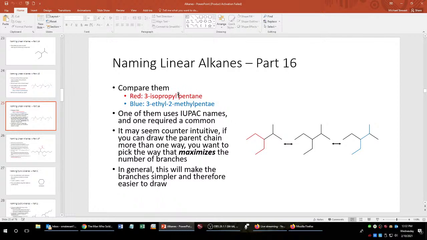Now, we could rename isopropyl, and this becomes a bit more apparent when you start getting away from trade names. The technical name for this would be 1-methylethyl. So it would be 3-(1-methylethyl)pentane versus 3-ethyl-2-methylpentane. So this is just the rule for naming alkanes. If we can draw the longest chain multiple ways and get different branching, we want to draw it in such a way that it minimizes the number of branches. Or I'm sorry, we want to draw it in such a way that it maximizes the number of branches.